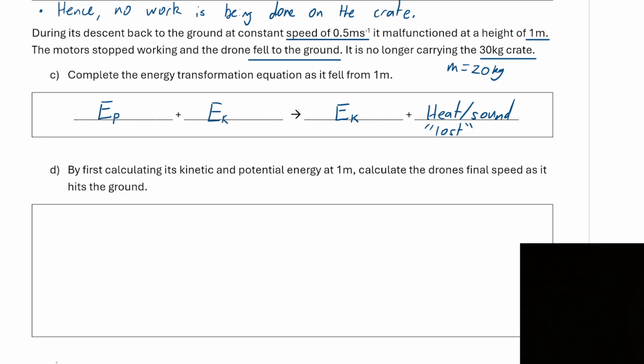Yeah. And so this question is actually merit if you get all 4 correct, but achieved if you only get 3.